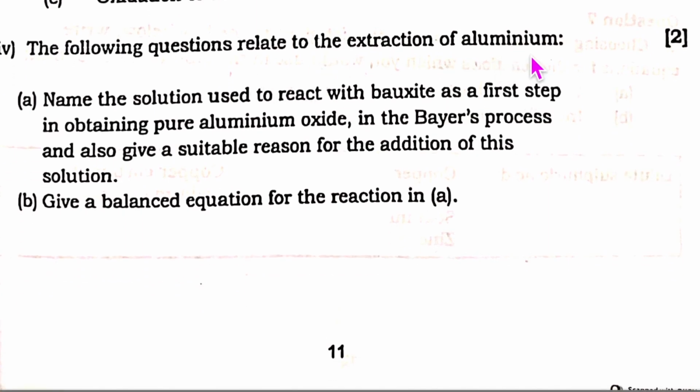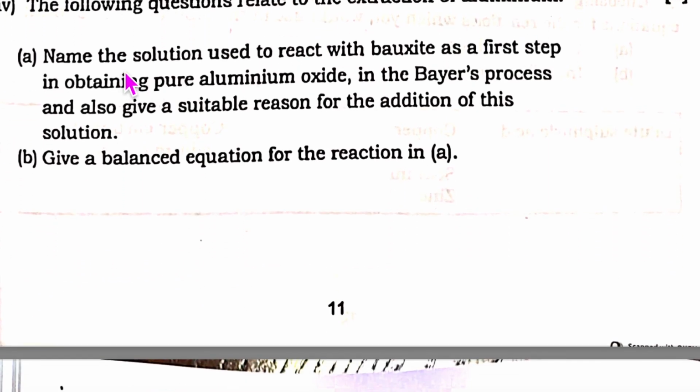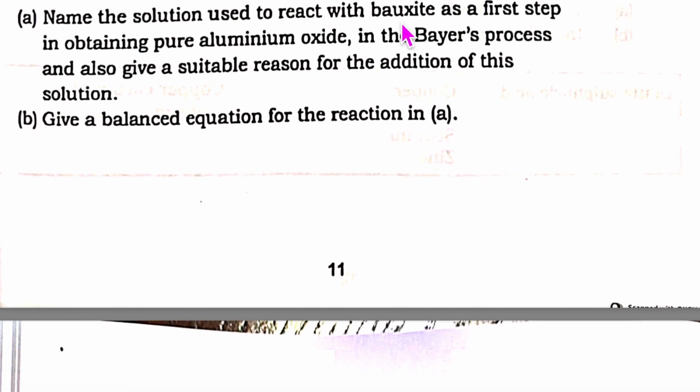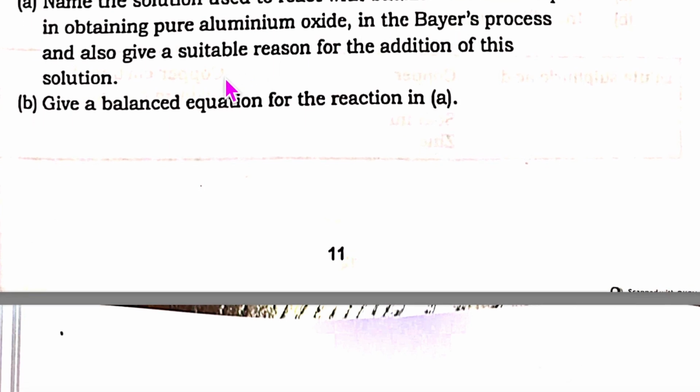Balance, what is this? For extraction of aluminium. Name the solution used with bauxite as the first step. Conc sodium hydroxide in Bayer's process. Give the suitable reason. What you will say? Bauxite is amphoteric, but the impurities are not amphoteric. So only bauxite dissolves in the concentrated alkali and the impurities can be separated.